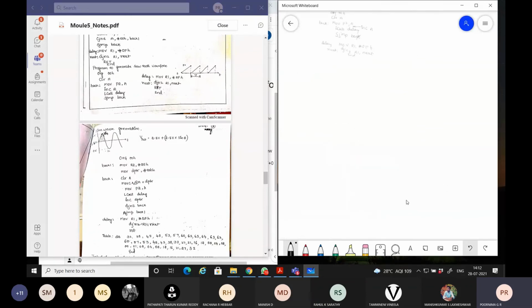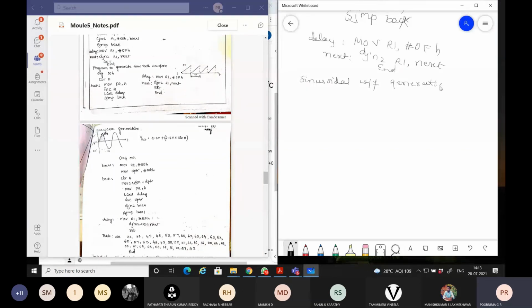The next important type of digital to analog waveform that we need to create is sinusoidal waveform generation. So to get this waveform, if you are observing a sinusoidal, it will have a positive cycle, a negative cycle, and it will be running continuously with respect to time.